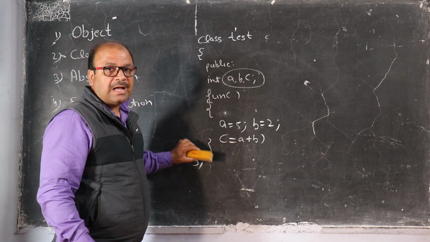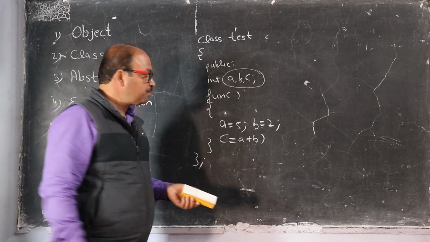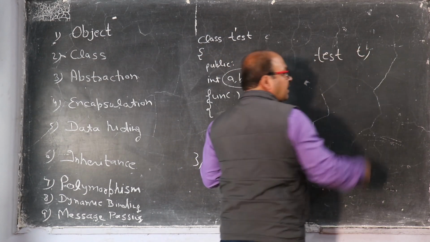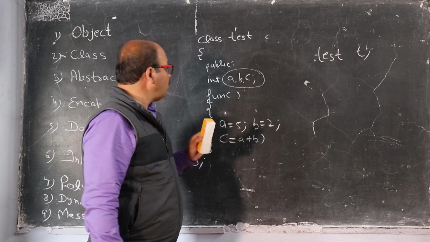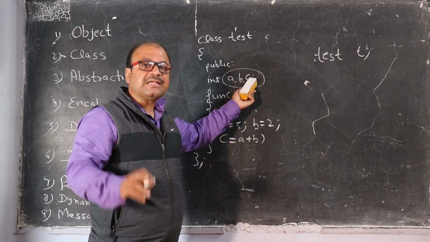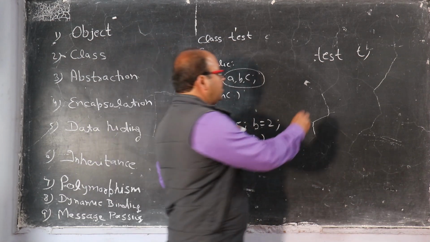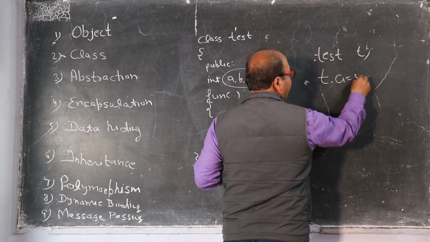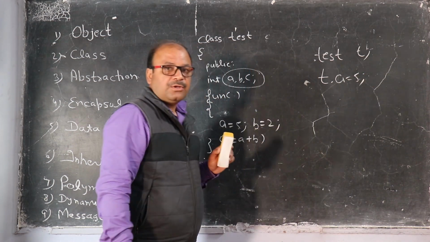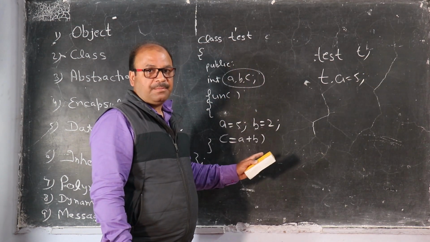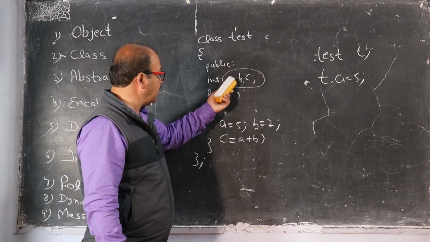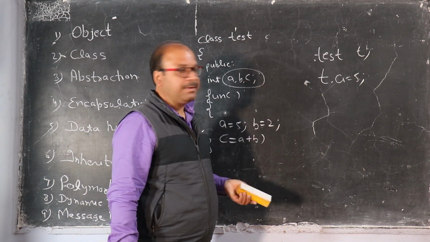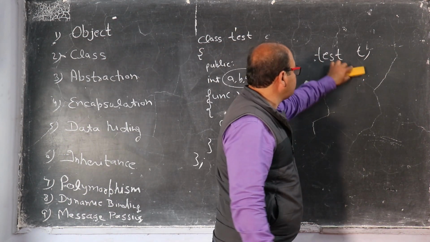We don't know what is inside the class. We know the object of the class. So say test T. Now T is the object of the class. If I want to access A, B, C, I can access them through T. So T dot A is 5. I can write it like this. I have to use T every time I access A, B, or C, right? Because T is the object.